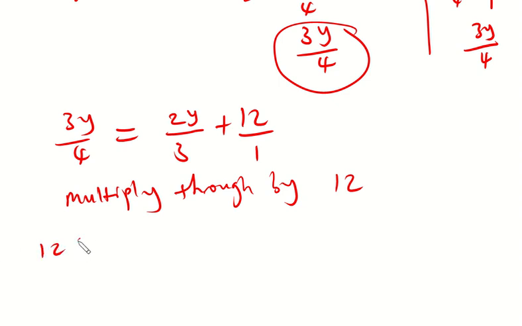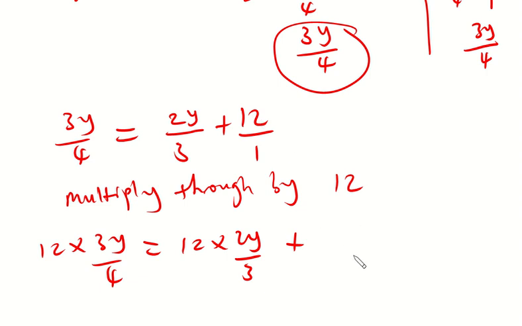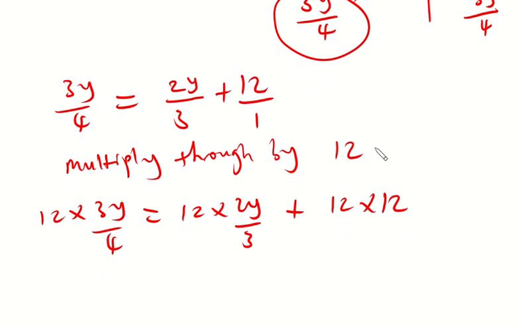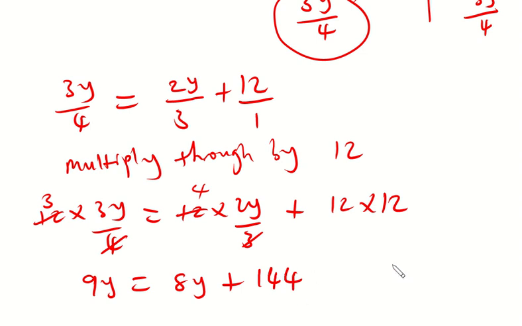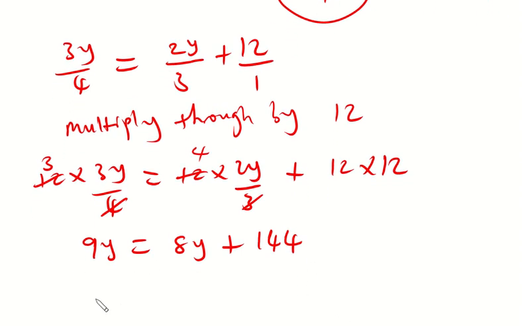So that will be 12 times 3y/4 is equal to 12 times 2y/3, plus 12 times 12. Please, when I say multiply through, you must multiply every single term. So 12 must not be left at this 12 here. I'm going to have 12 times 12. Everything must be multiplied by the given number, or by the LCM. Now 4 into 12 is 3. 3 into 12 is 4. Now let's proceed. What's 3 times 3y? That's 9y is equal to 4 times 2y, that's 8y, plus, now what's 12 times 12? That's 144. I'm going to move 8y to the left hand side. I'm going to have 9y minus 8y is equal to 144, right?